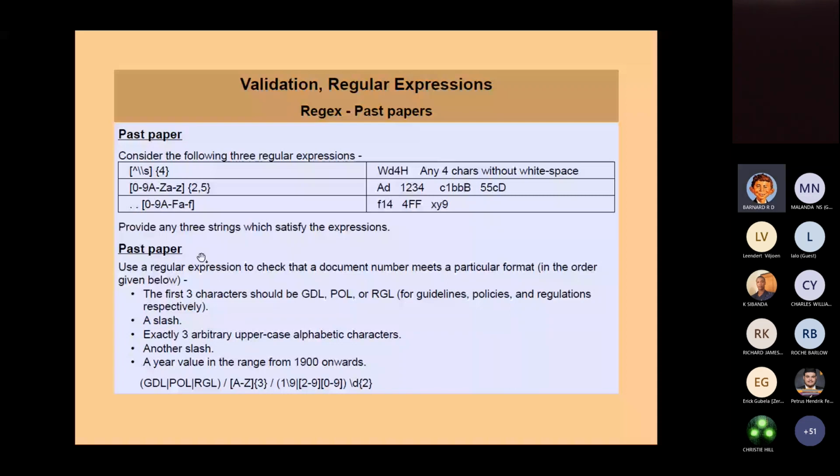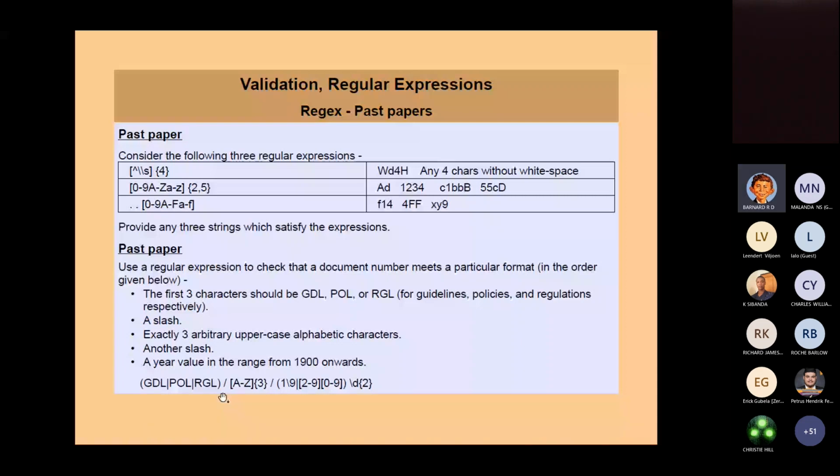And then this, from a different past paper, was: use a regular expression to check that a document number meets a particular format in the order given below. The first 3 characters had to be GDL, PL, or RGL. Then there had to be a slash, that's a literal slash. And then exactly 3 arbitrary uppercase alphabet characters, another slash, and then the tricky part, a year value in the range from 1900 onwards. And a regular expression that should match that was using the OR operator, the pipe, which would allow one of GDL, PL, or RGL, that fulfills the first one.